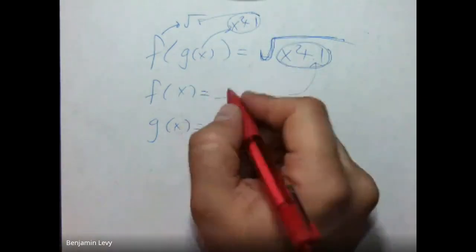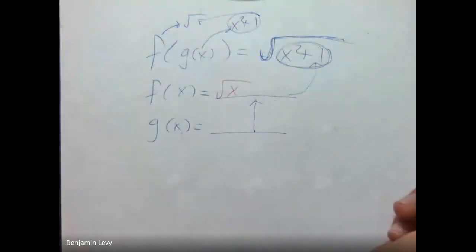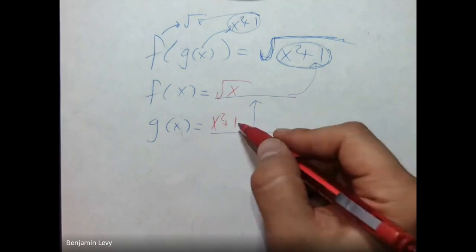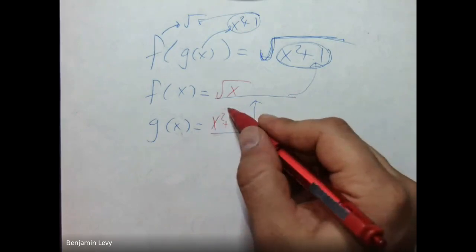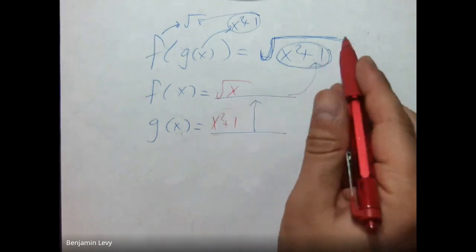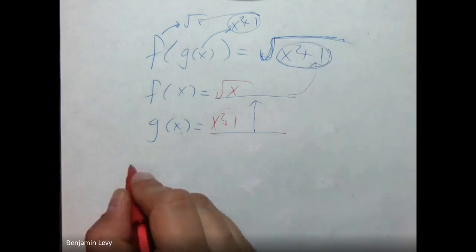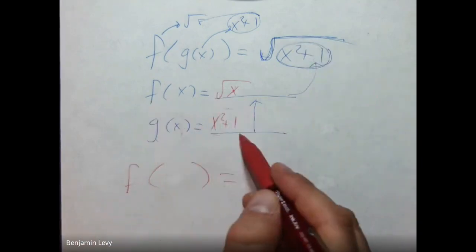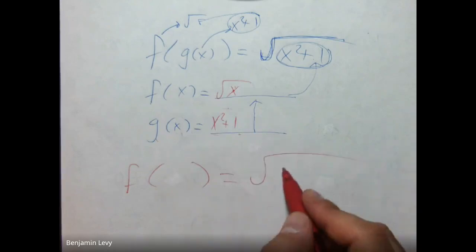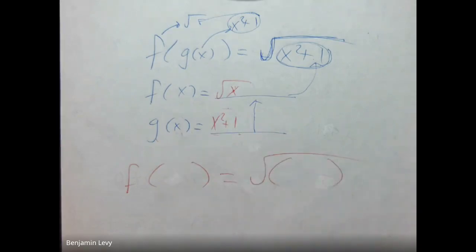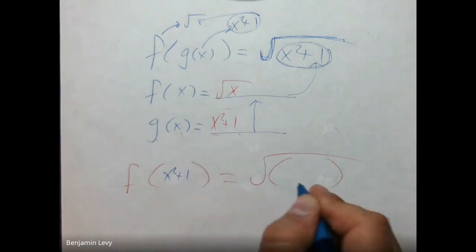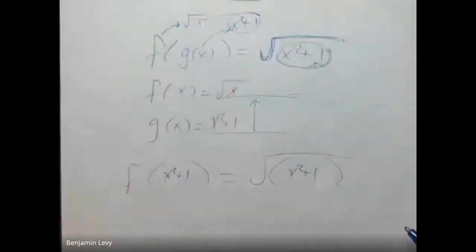And so f of x is the square root of x. g of x is x squared plus 1. Because when I take this x squared plus 1 and put it in here, it is this. Let's just do that again because we've done this a couple times already. If this is my f and this is my g, here's f without the x in it, and then if I put in x squared plus 1, it just goes in there. And that's exactly what the original thing was.